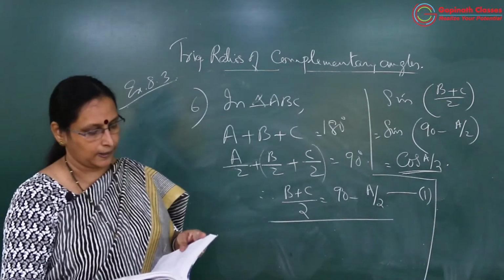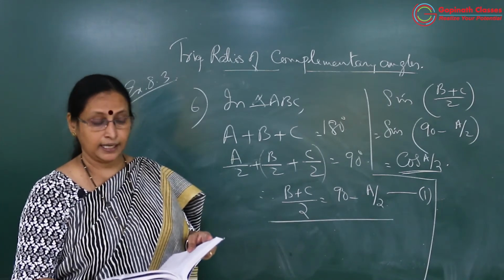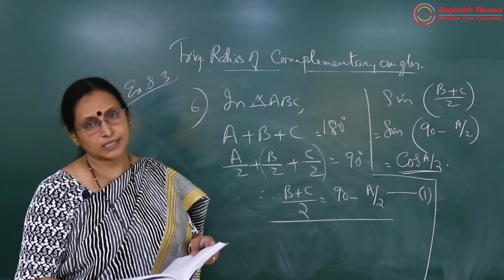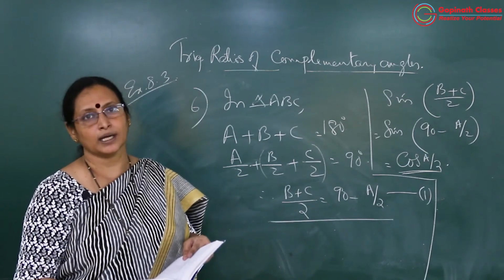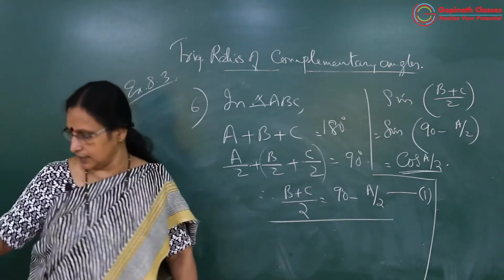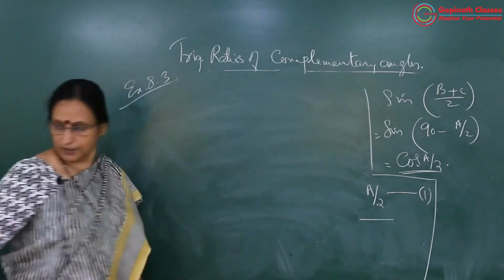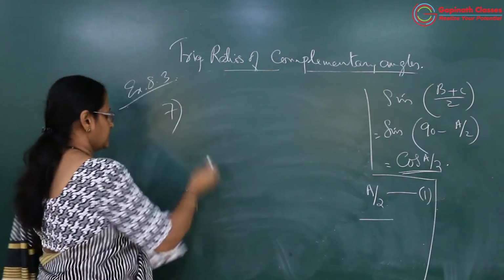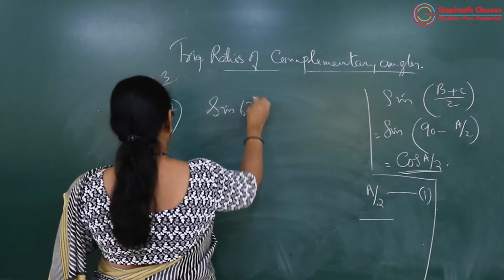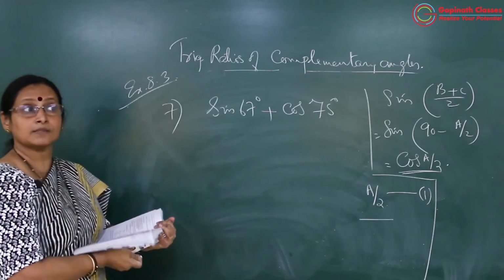It is proved. Next question: express sine 67 degree plus cos 75 degree in terms of ratio of angles between 0 and 45. How do we make it small? How will we make 67 small? 90 minus 75. Obviously, the trigonometric ratios may change. That's all. So, seventh question is sine 67 degree plus cos 75 degree. Express it as small angles.